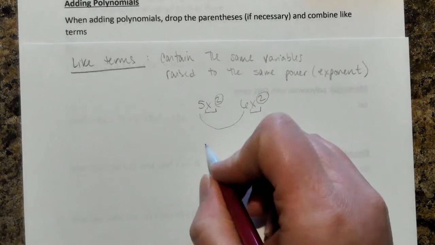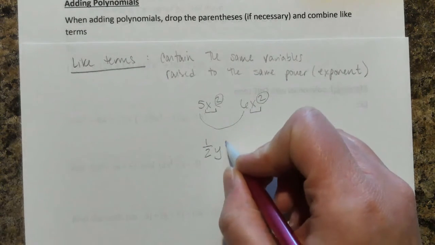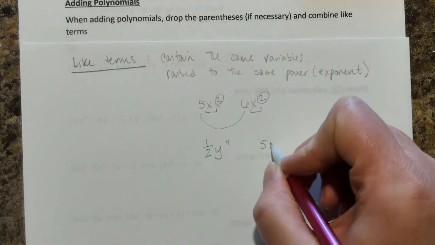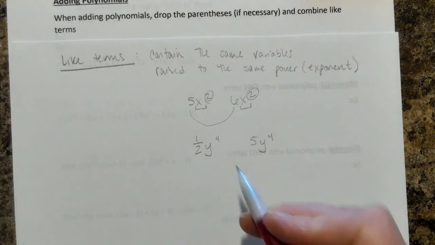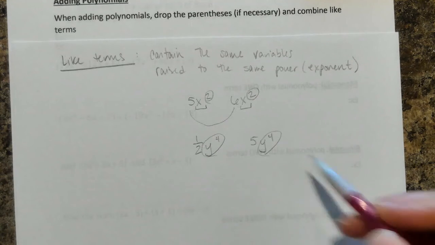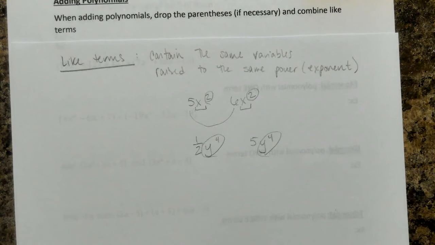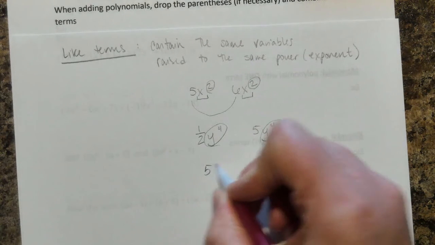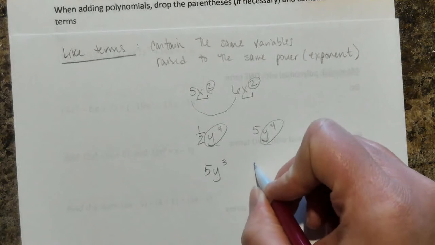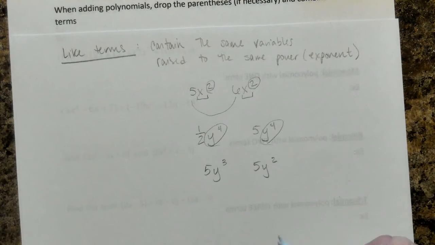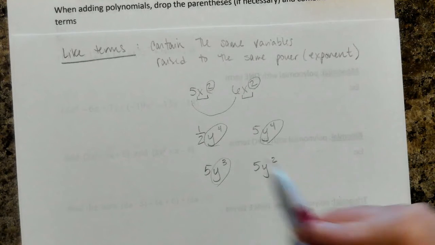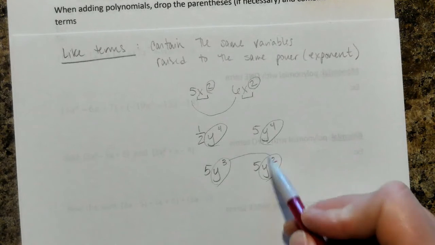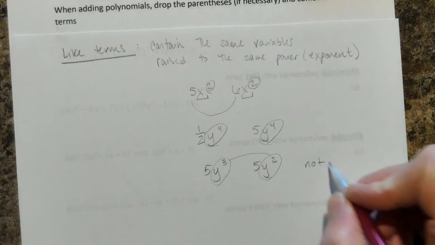If I have half y to the fourth and 5y to the fourth, these are also considered like terms. As long as the variable and exponents are the same, they can be combined if there's an operation in between the two. If I have 5y cubed and 5y squared, these are no longer like terms because here I have y cubed, and here I have y squared. Since those powers aren't the same, these are not like terms.